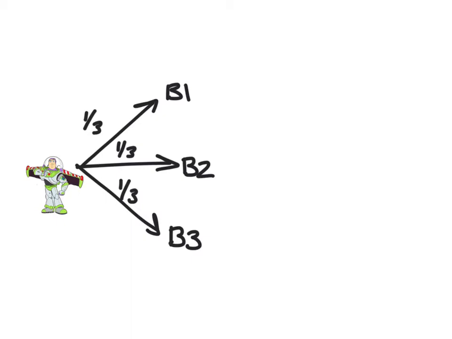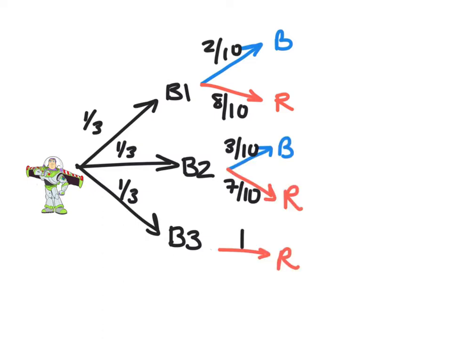Now let's go up to the top. Suppose that he chose B1. Well, he can now either choose a blue ball or a red ball from that bucket. If you look back at the statement of the problem, you'll see that he has a 2 out of 10 chance of getting a blue ball and an 8 out of 10 chance of getting a red ball. Now we can do the same thing with the tree diagram for if he selected B2 and B3. Notice that for bucket 3, all of the balls are red, so I haven't even included a blue branch, and the probability of getting red is actually just 1.